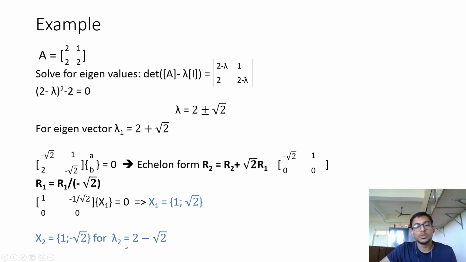Similarly, you can do this for the 2 minus root 2 eigenvalue, and we will get 1, minus root 2 as the eigenvector. Here also we can emphasize the fact that you cannot write one of these two eigenvectors in the form of the other. So if you want to change this to minus root 2 by multiplying by minus 1, then the first entry will also become minus 1. Since the two are linearly independent, the eigenvectors will be linearly independent. So we can check the property again with this example.